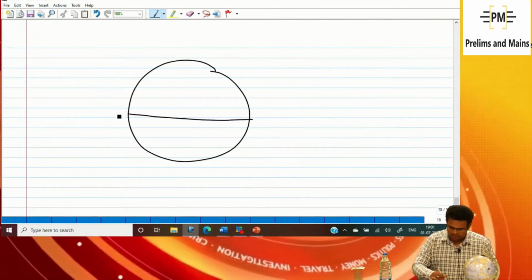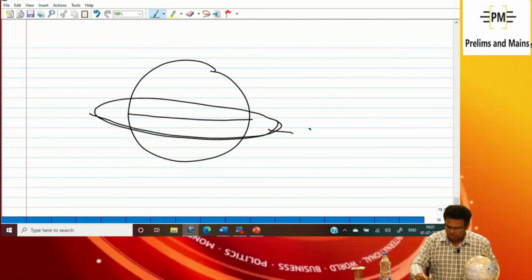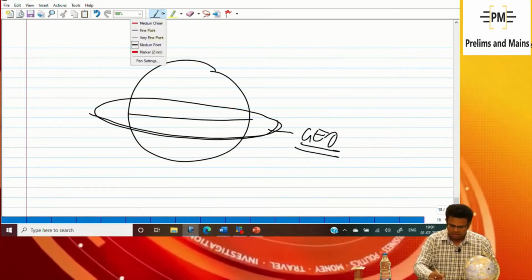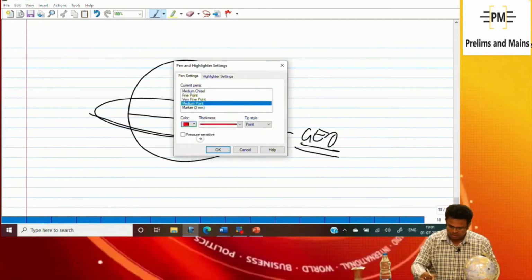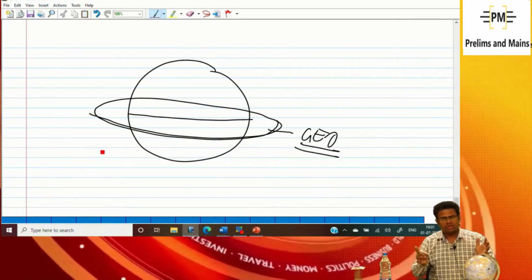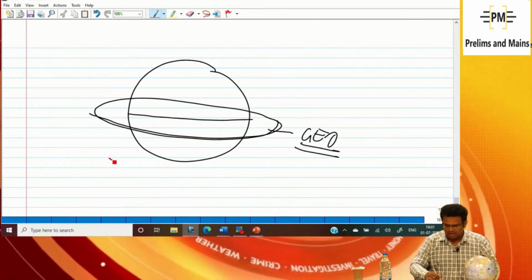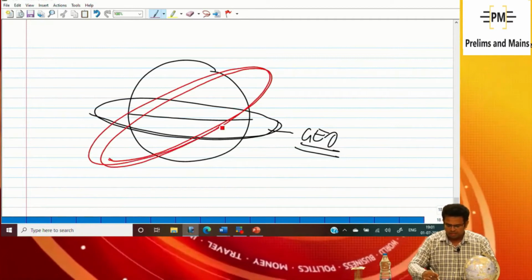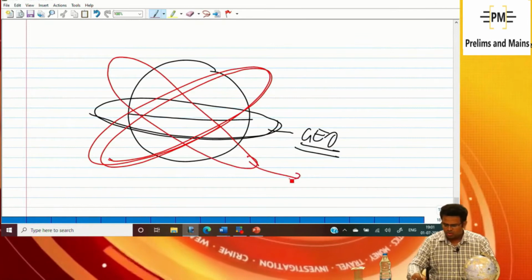This is the equator, and when the satellite moves parallel to the equator, it is known as geostationary Earth orbit. But if it is at 36,000 kilometers with some inclination, with the revolution period and the rotation of the Earth both the same, and it is inclined, maybe here, then this is your geosynchronous.